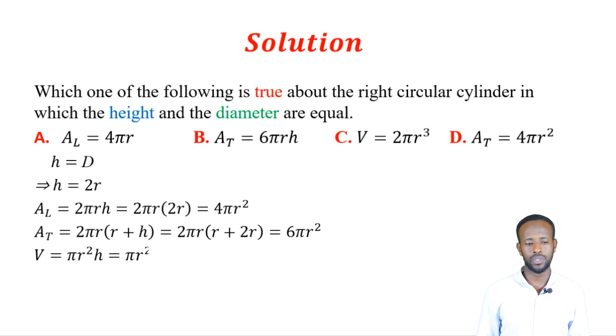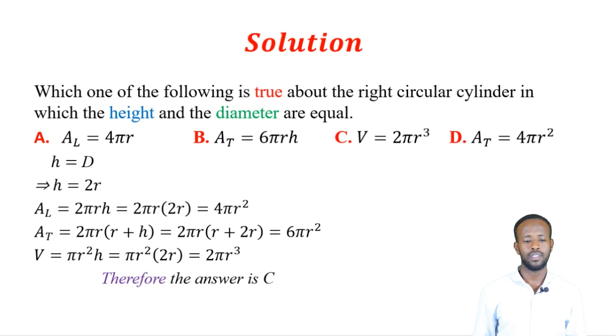So D is not true. Volume is equal to πr²h, which is equal to πr² times 2r, which is equal to πr cubed. Therefore the answer is C. Okay, that is all for our lesson today. Good luck. Bye bye.